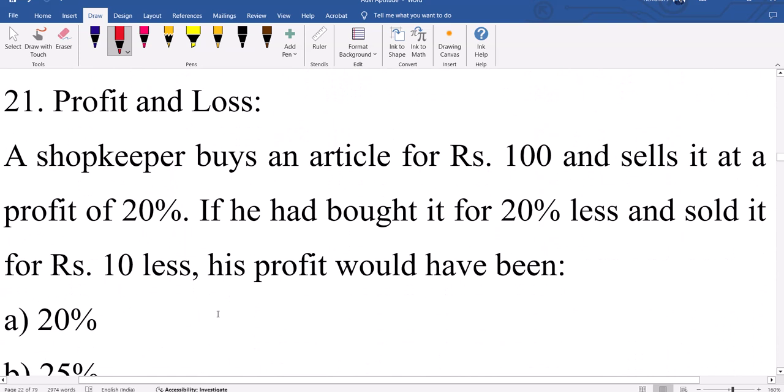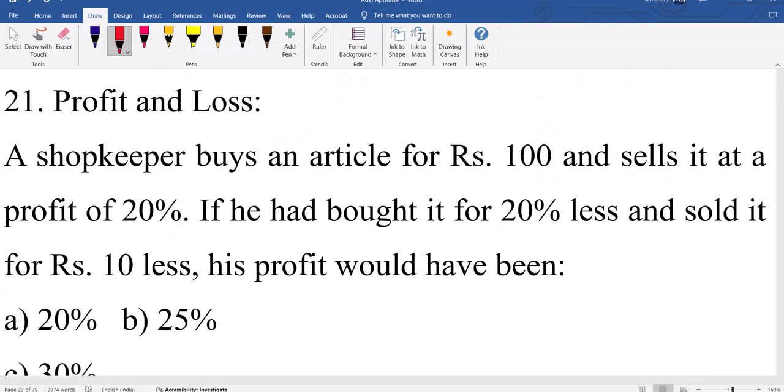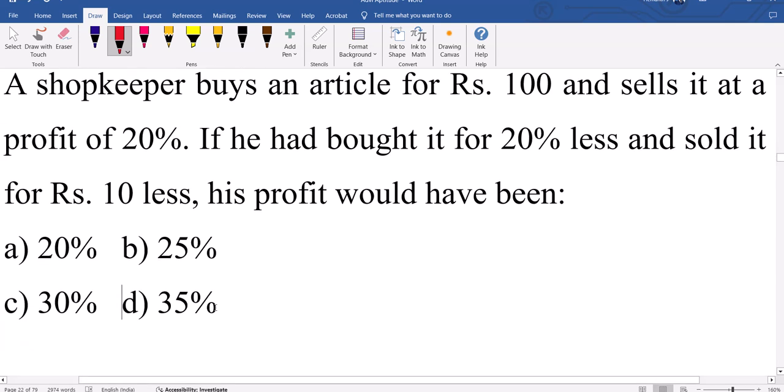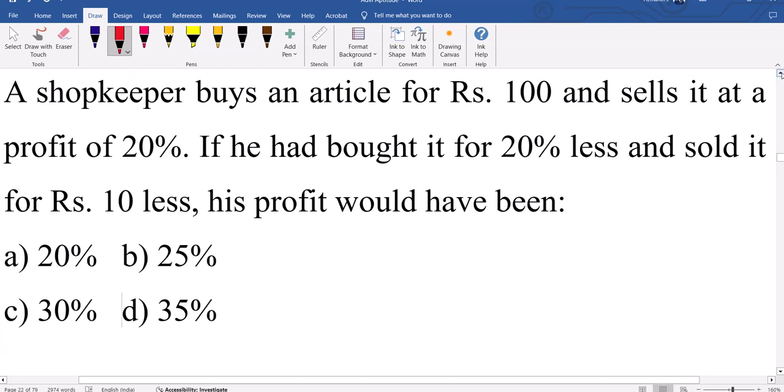Profit and loss. Now, options I again mentioning, please ignore these options. May be true, may be wrong, but give the entire question, give a trial. A shopkeeper buy an article for 100. Very good question this is. You buy an article for 100 and sell it with 20% profit, okay. But if you buy it for 20% less and sold it for rupees 10 less, means you are selling for how much?